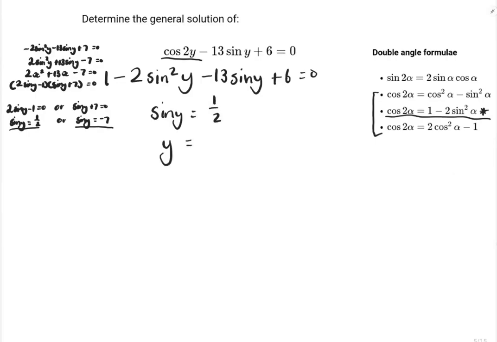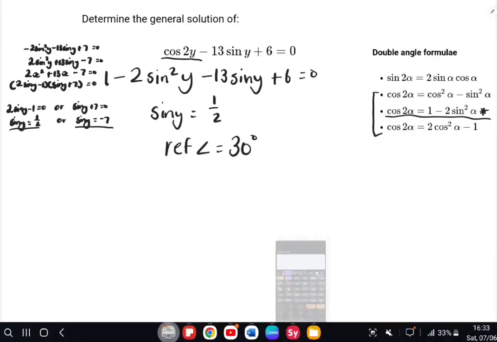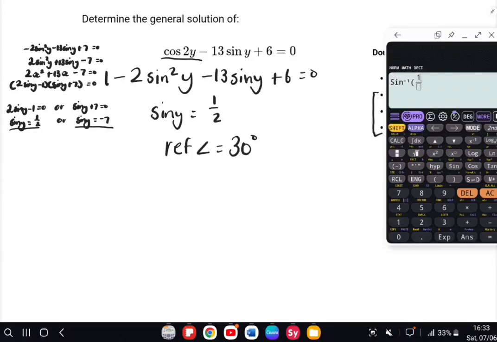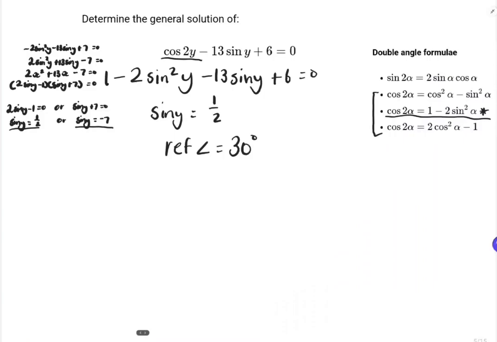Y is equal, firstly, we get our reference angle, right? It's going to be 30 degrees. If you punch it in your calculator, shift sine of a half, it's indeed going to be 30 degrees, right? And then we see, okay, the CAST diagram, in which quadrant is sine going to be positive?